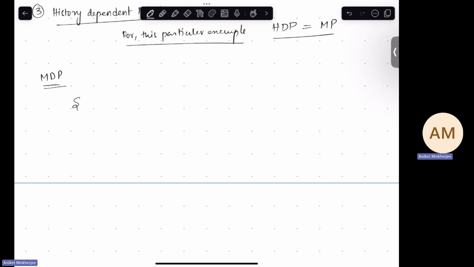So again, I'm defining a state space S as S1 and S2. A belongs to, you have three actions, you have four actions now: A11, A12, and A13. You can take three actions when you are at state 1, and you can take only A21 when you are at state 2. Okay.